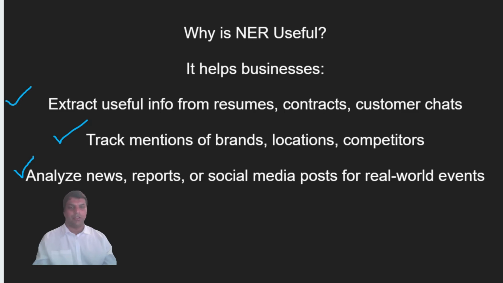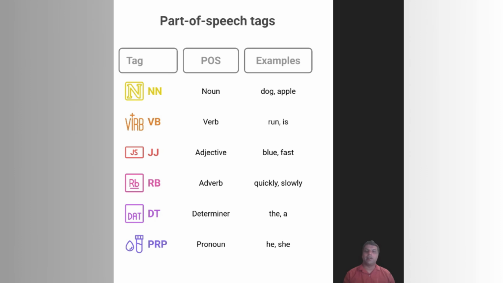Now, why is NER useful? It helps businesses grow for three strong reasons. First, to extract useful information from resumes, contracts, and customer chats. If the company owner wants to extract useful information from their files, they can do it easily. Then, track mentions of brands, locations, and competitors. They can analyze the competitors in the market and then analyze news reports or social media posts for real world events. So this will help businesses to grow and make decisions.